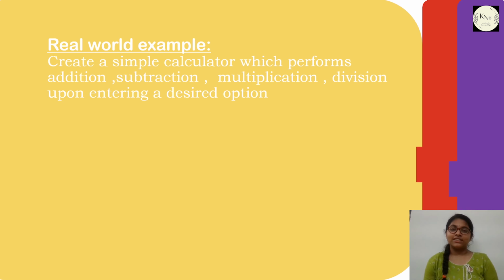We have already completed the syntax and the definition. Now let's do a real world example. It is a very simple question. You have to create a simple calculator, where based on the option you select, the operation should be performed. If I select 1, then addition. If I select 2, subtraction, and so on.